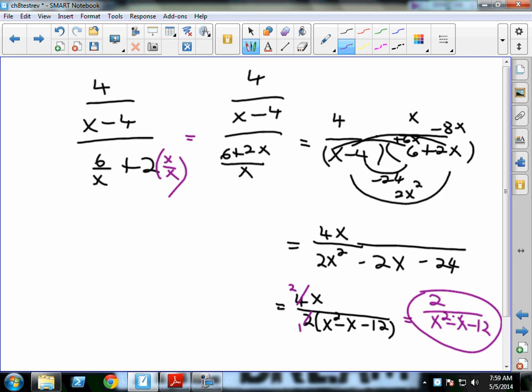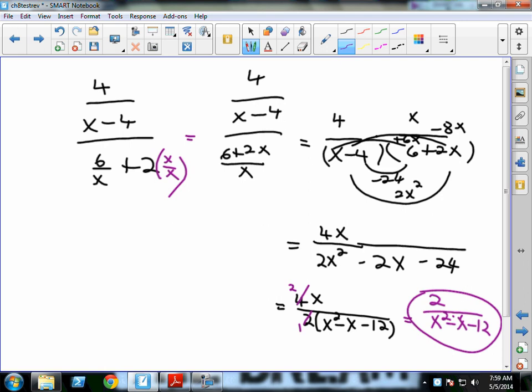Anybody want to see that one worked out a different way? So it's not 2 over x minus 4 and x plus 3. No, they didn't leave the denominator in factored form. They left it in the unfactored form like that.